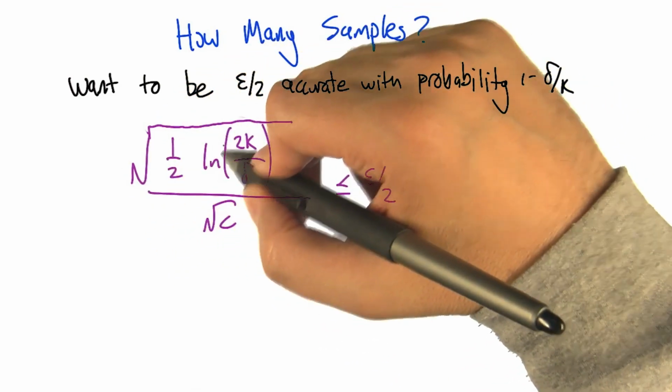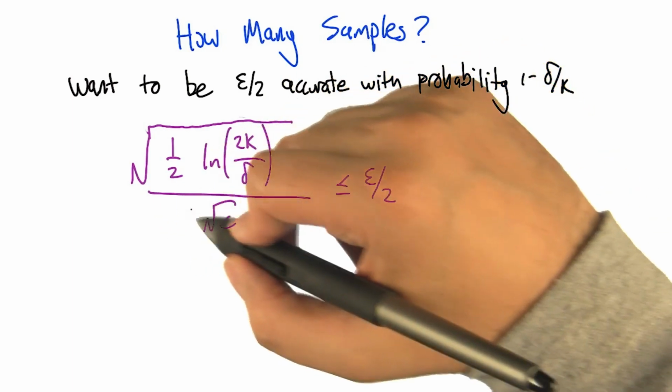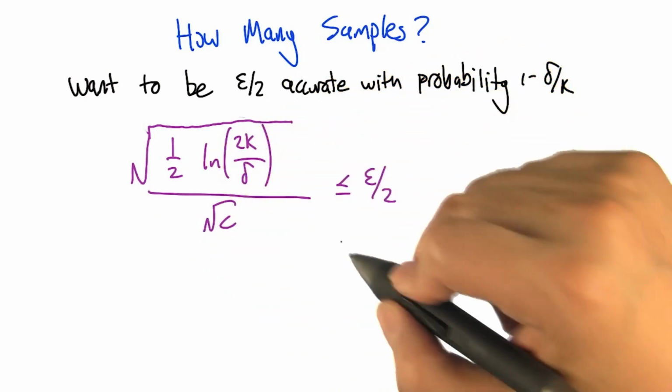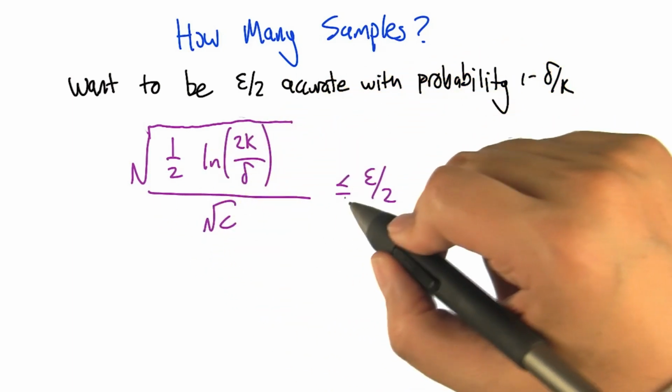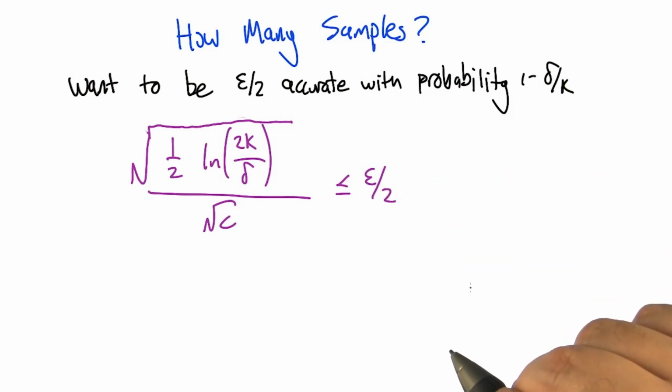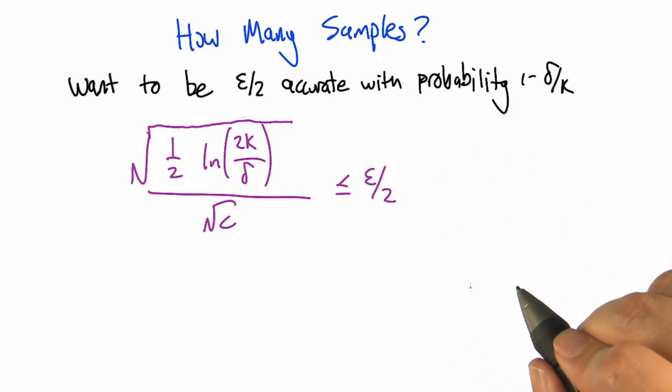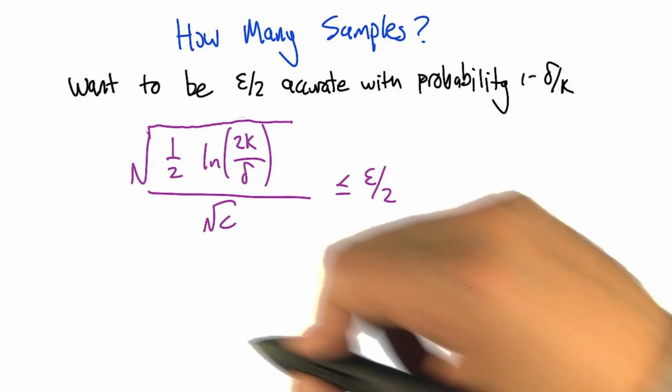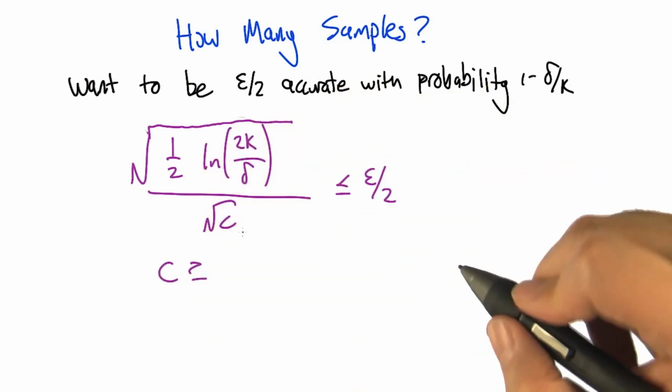Square root of 1/2, natural log of 2k over delta in the numerator, square root of the number of samples, c, in the denominator, and that gives us an estimate that's within epsilon over 2. So now we should be good to go. All we need to know is how big does c have to be? So we just have to solve for c.